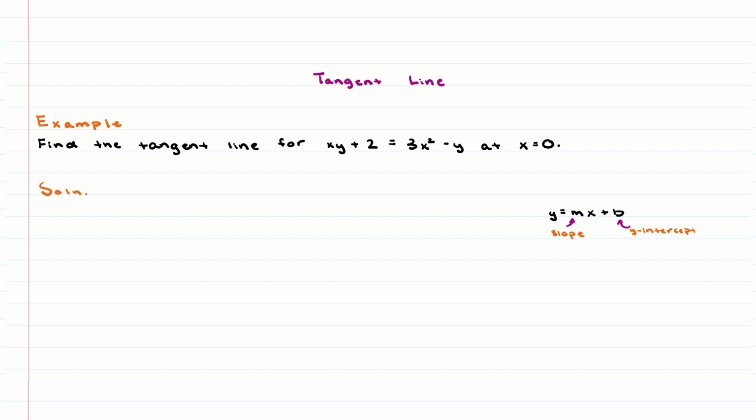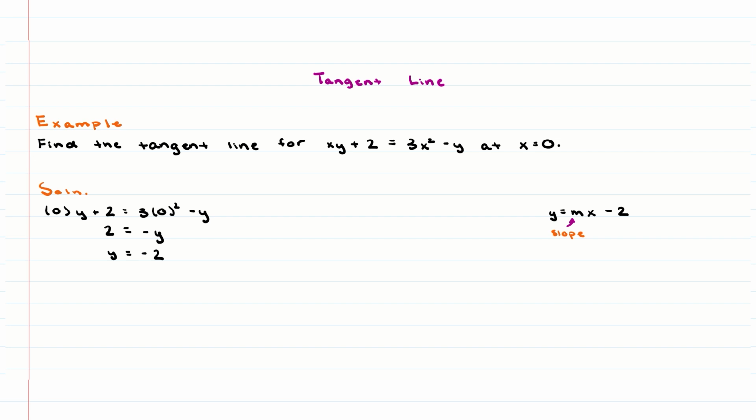Now we can easily solve for the y-intercept by plugging x equals 0 into the equation that we were given. So that'll be 0 times y plus 2 equals 3 times 0 squared minus y. 0 times y just equals 0, so that leaves us with 2 on this side of the equal sign. And 0 squared is 0, times 3 is 0, so that gives us negative y on this side. And then we can divide negative 1 on both sides to leave us with y equals negative 2. So we found our y-intercept as negative 2.